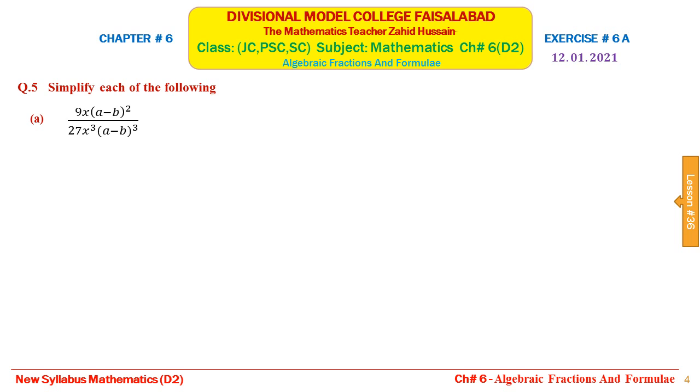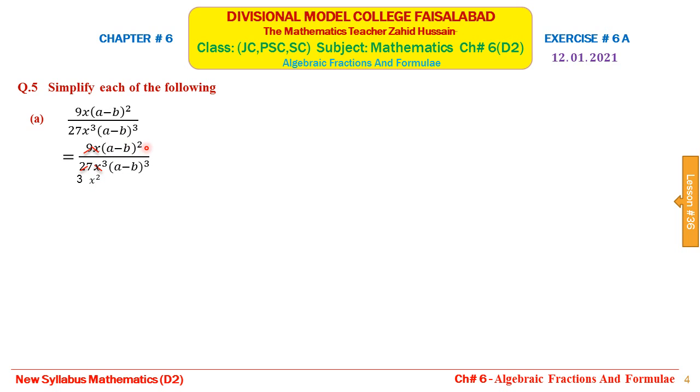Its a part is 9x into a minus b whole square over 27x cube into a minus b whole cube. Now 9 and 27 can be cancelled. So we will cancel 9 ones are 9 and 9 threes are 27. Now we will divide x to its power 3 with x. Dividing, we will subtract the powers. From 3 we will subtract 1 and we will be left with x to its power 2 in the denominator.